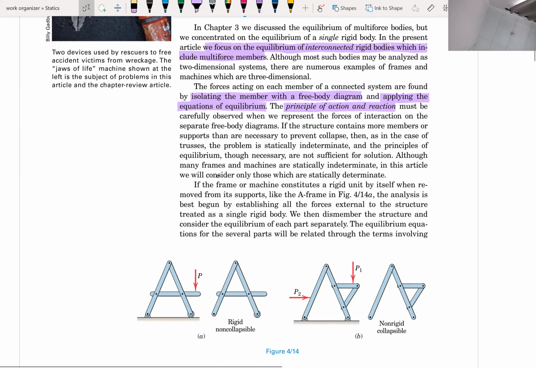Then we begin by establishing all the forces external to the structure, treated as a single rigid body. First what we have to do is compute the external forces, so we treat the whole body as a single structure. And then we dismember the structure and consider the equilibrium of each part separately. And then we just do it part by part.